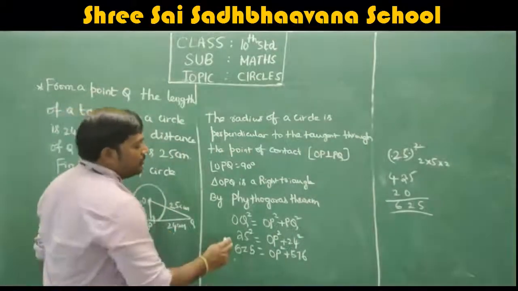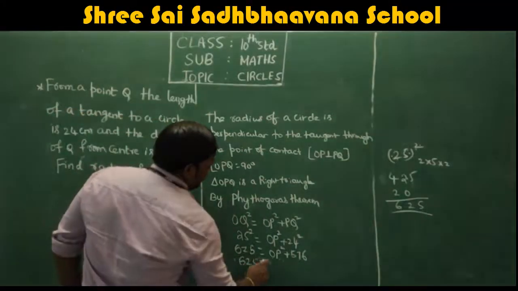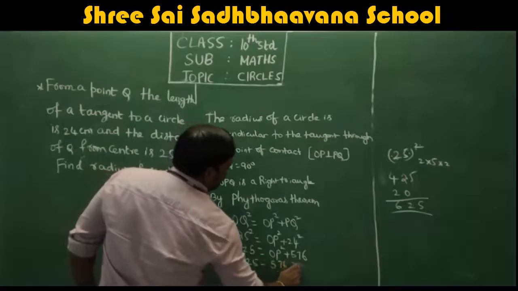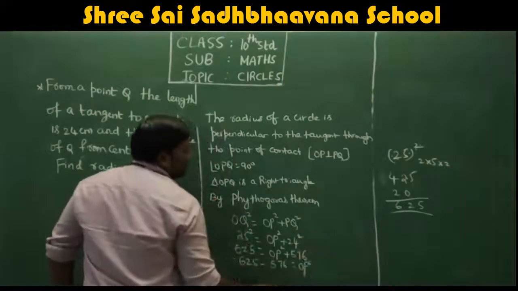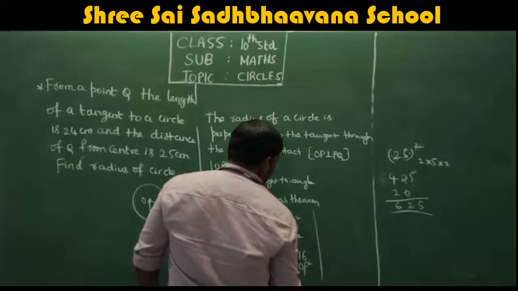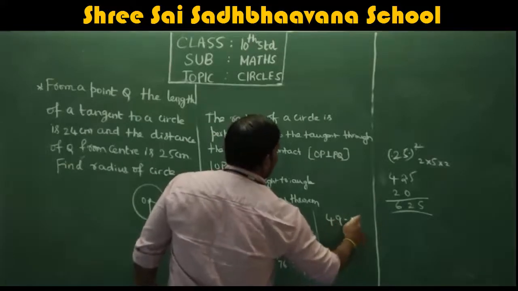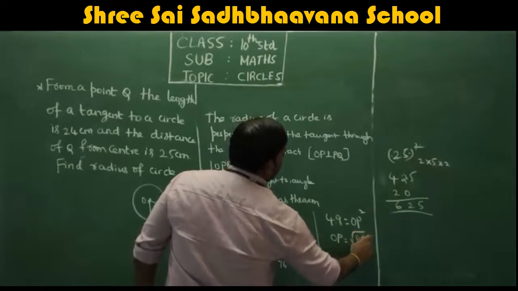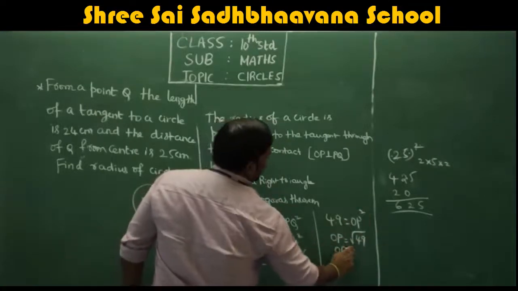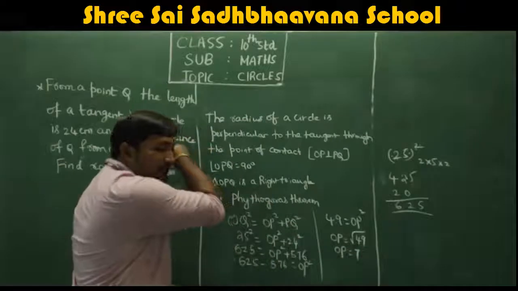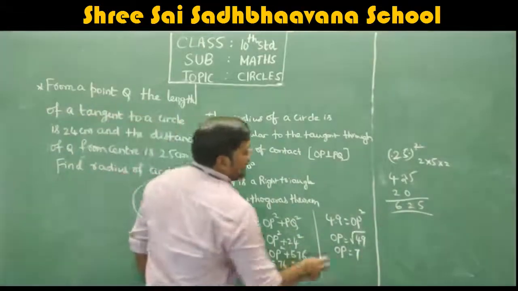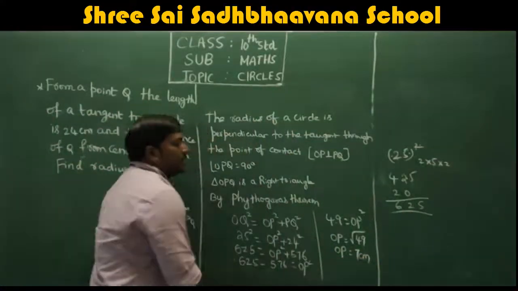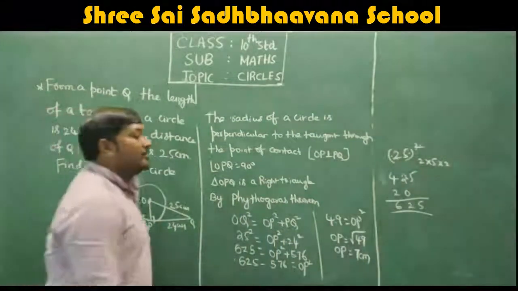That's all. Okay, so 625 minus 576 is equal to OP square. What is that? 625 minus 576 is 49. OP square is equal to 49. OP is equal to root 49, because square will become root. Root 49 is 7. So what is the radius of the circle here? 7 centimeters. Radius of the circle is 7 centimeters.